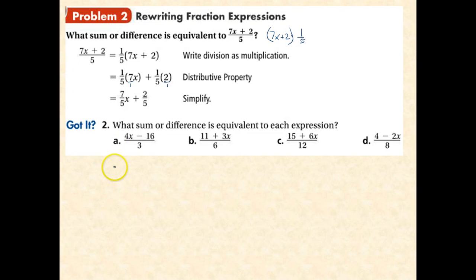Alright, so this A is 1/3 times 4x minus 16. So that's 1/3 times 4x minus 1/3 times 16. So that's 4 over 3x minus 16 over 3.